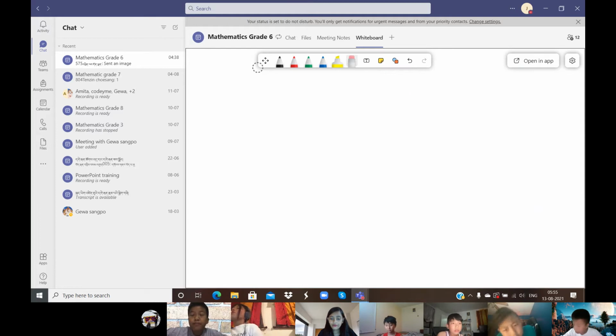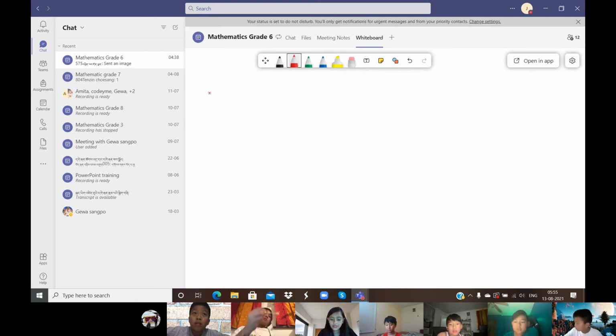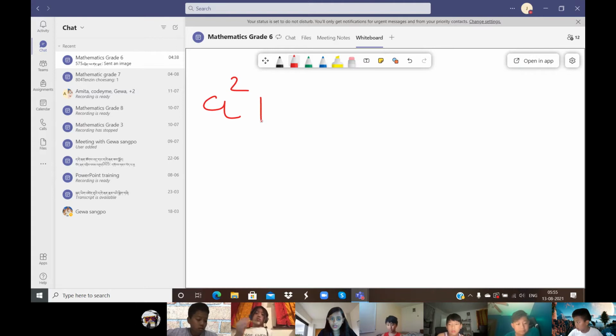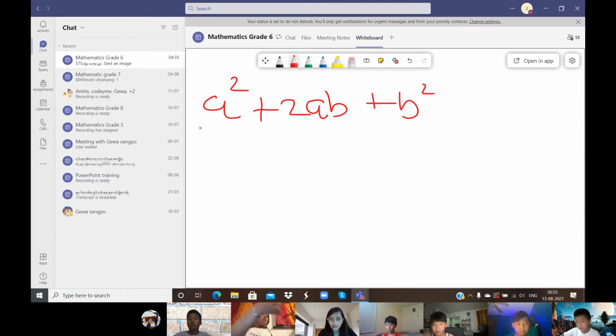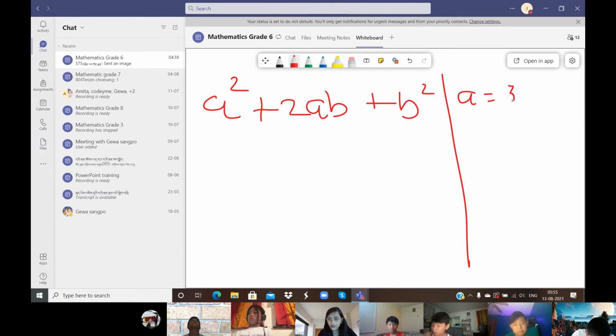see, if you have given a question, a square plus 2ab plus b square. Okay, this is the question, and it is given that a is equal to 3, okay, and b is equal to 2. So you have to replace a by 3 and b by 2. Okay, so what will you write?